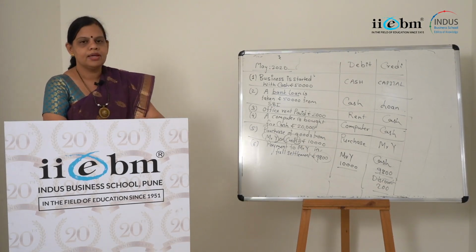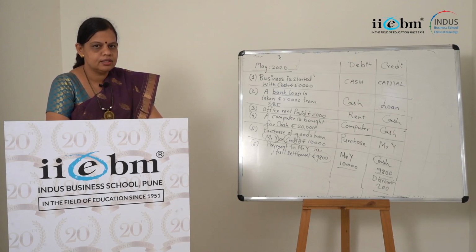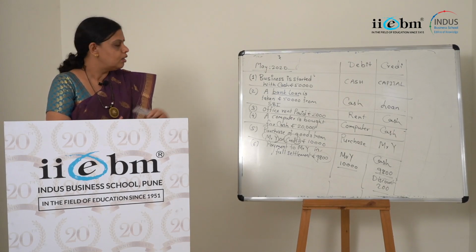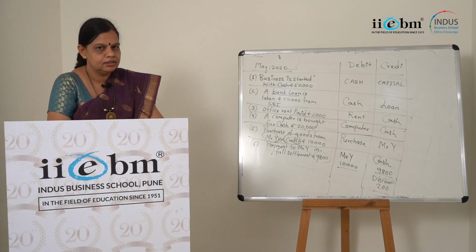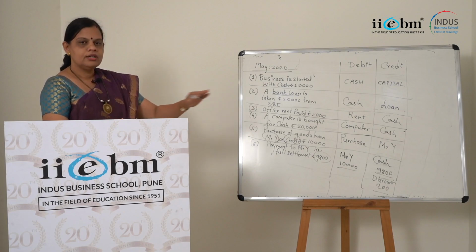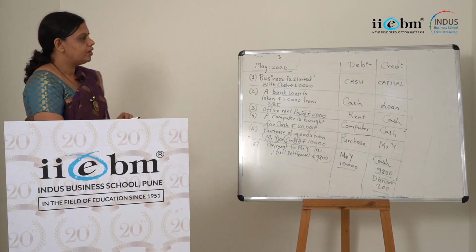This discount is my gain. So I am crediting the same, right? So 9,800 actually I am paying, and 200 I am getting as discount. Okay. So the debit and credit part is identified correctly.